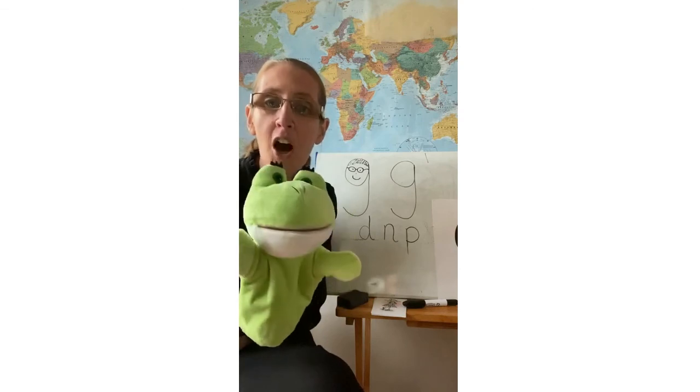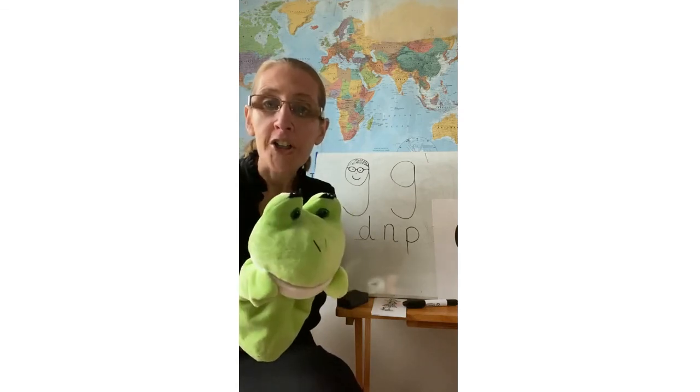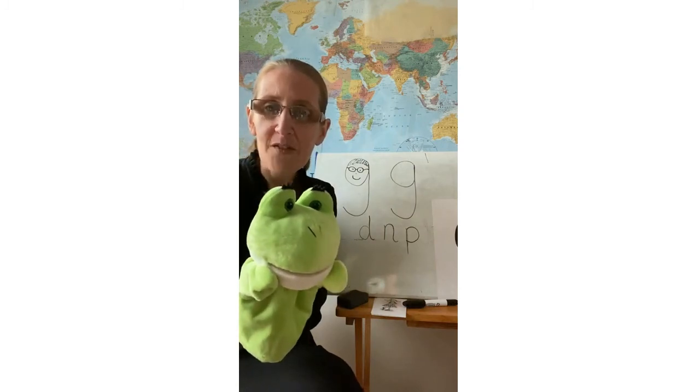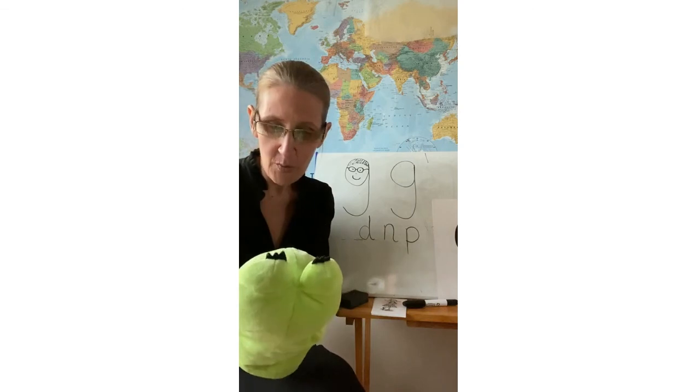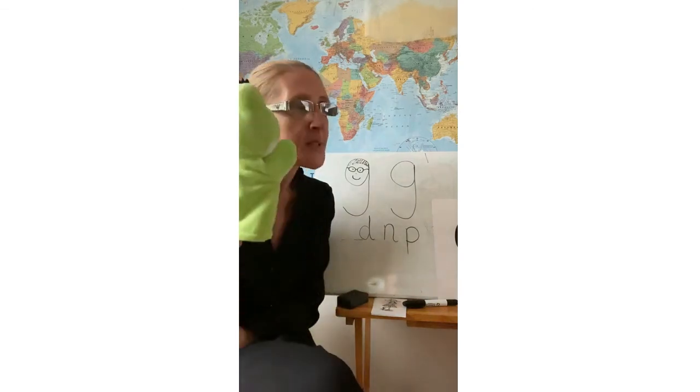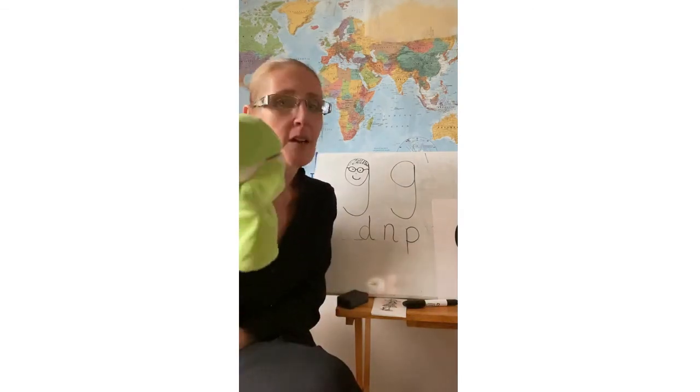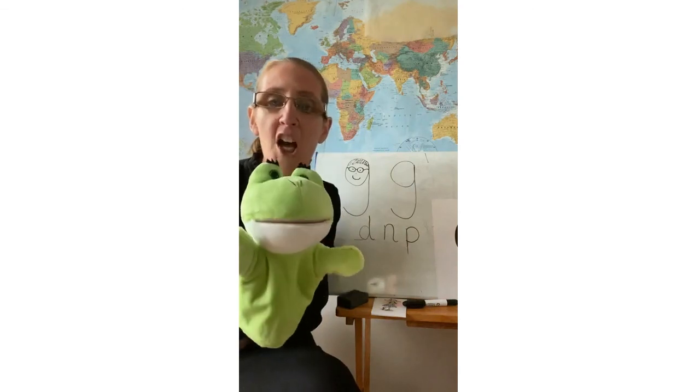Okay, now listen carefully, because the g sound comes at the end of this word. D, o, g. Dog. Could you hear it at the end of the word this time? Let's try and do another one that has a g at the end of the word, Fred, okay? See if you can think of some sounds. Great. One more. D, i, g. Dig. Well done, boys and girls.